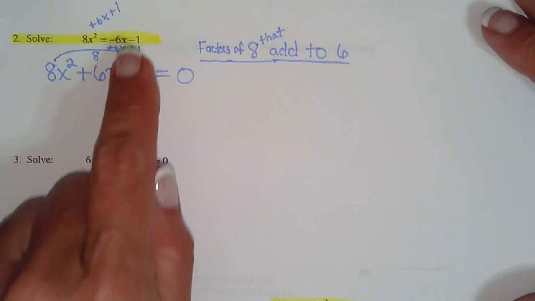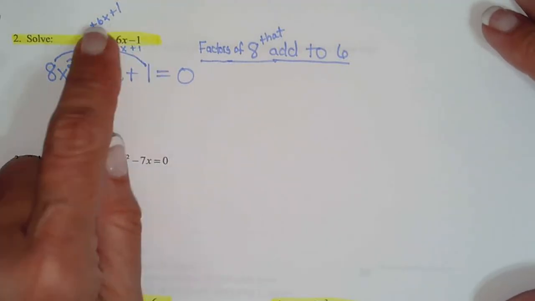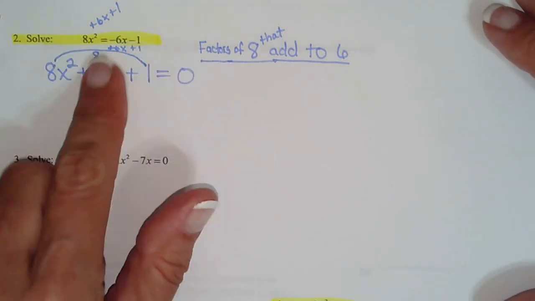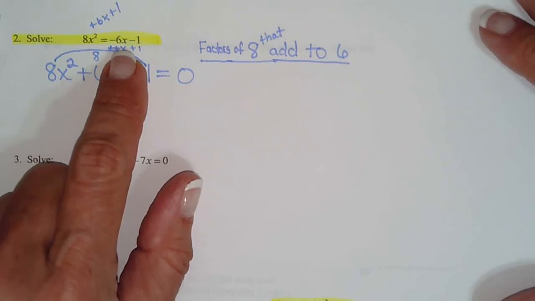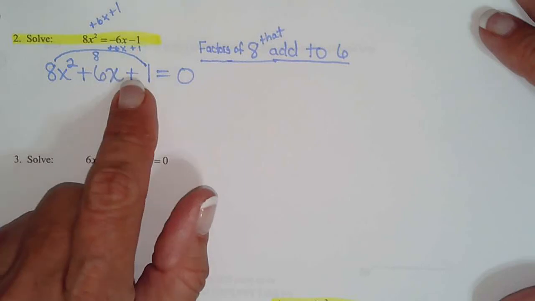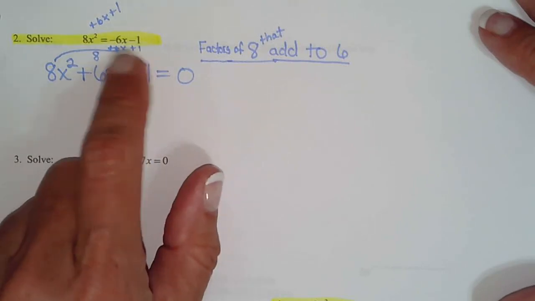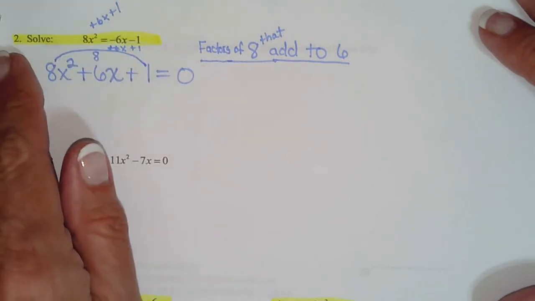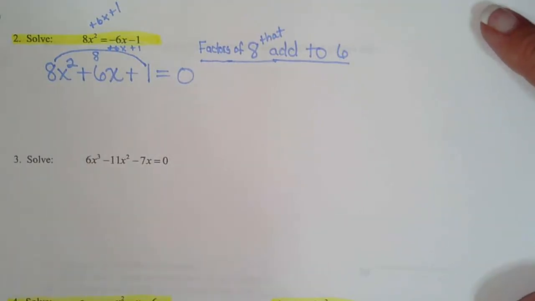So we have one that is not set equal to 0. So you have to do the opposite to bring things over. And I remember a lot of students forgot to change the sign. They just brought it over as 8x squared minus 6x minus 1. If they're negative on the right, they need to be positive when you bring them over to the left.